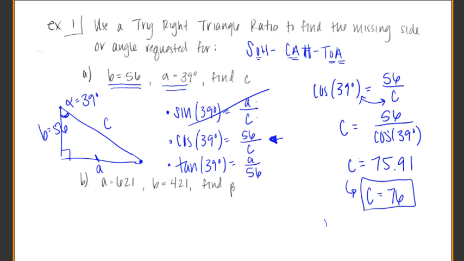Okay, so as you get practice using SOHCAHTOA, I suggest starting how we started. Give yourself the 3 different options and figure out which one of the 3 is best to fit the situation, and then go from there. Let's try this again with part B.